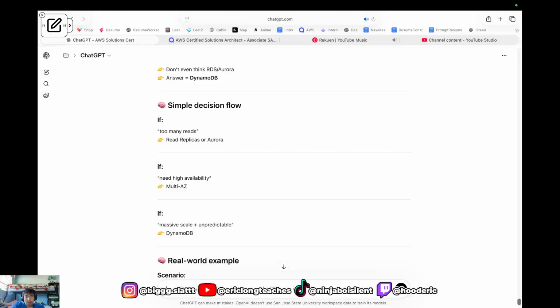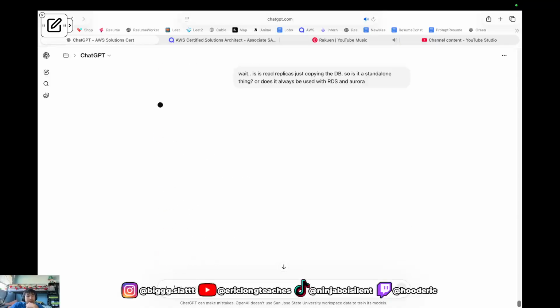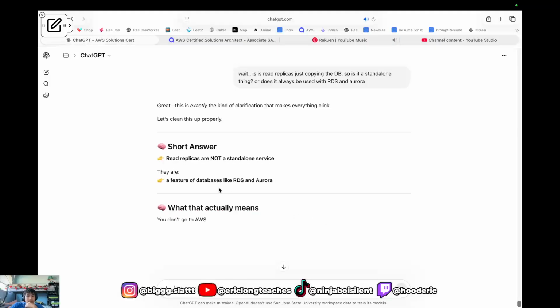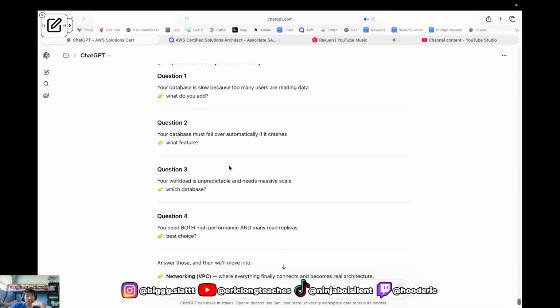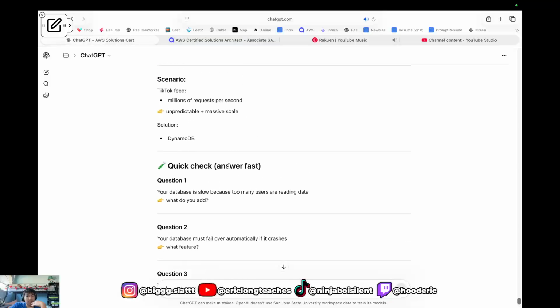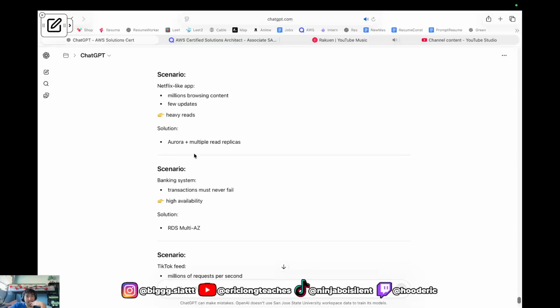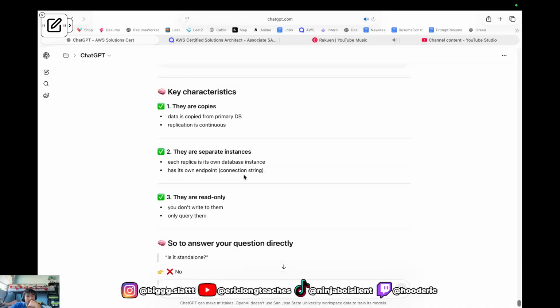So, is it a standalone thing, or is it always used with RDS and Aurora? It's not standalone. They're explaining it kind of like a standalone service, right? Because right here they said multiple read replicas.